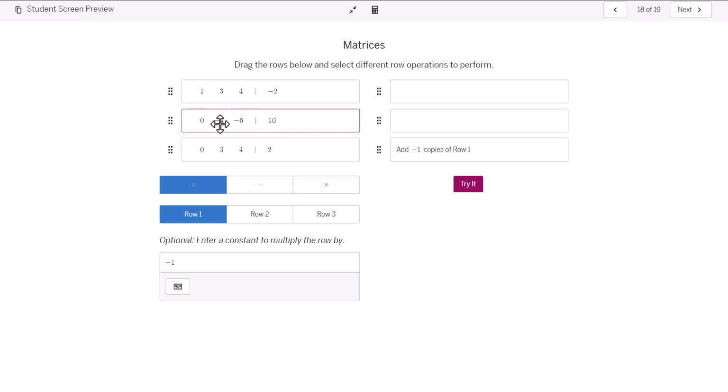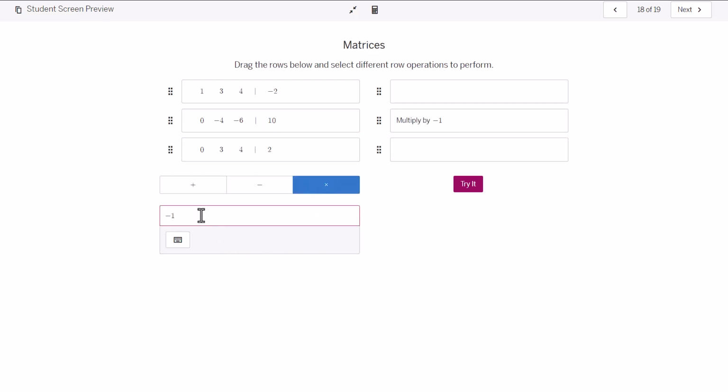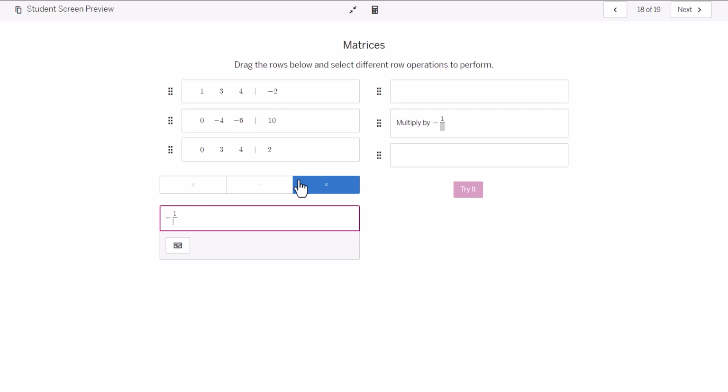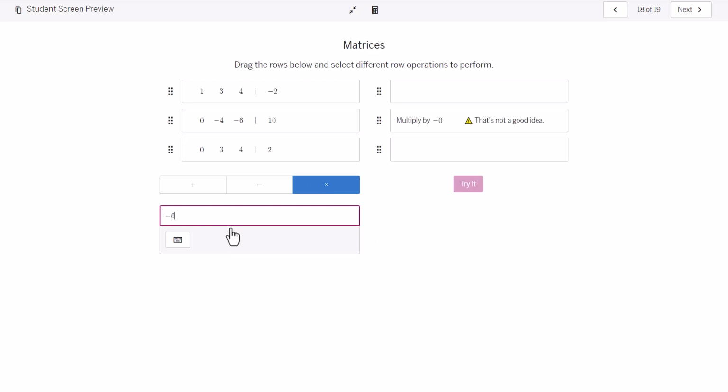Now I'm kind of looking at this row 2, and I could see that I could multiply it by, you basically want to divide everything by -4, okay, or multiply by -1/4. And the problem is it won't take a fraction. So I have to put that as a decimal. So if I multiply row 2 by -0.25, or basically that means I'm dividing everything by -4, then I get my 1 right there.